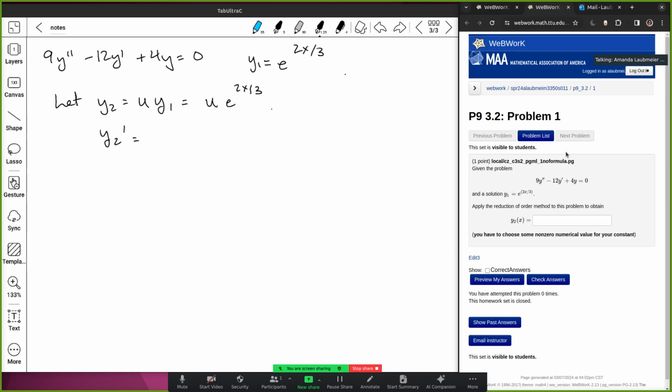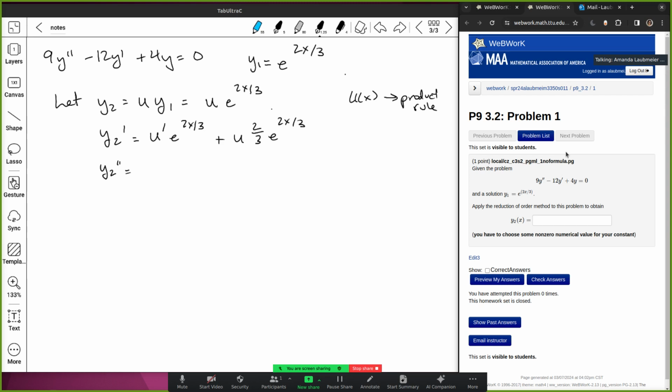So y2 prime is going to be, maybe I take the derivative of u and leave e alone, or I leave u alone and I take the derivative of e, like that. Remember that u is an unknown function of x, and so we do need to use the product rule here. That's kind of the main way that people make mistakes on taking the derivatives in this section. Then to get the second derivative, we just go ahead and do the product rule twice to both terms.